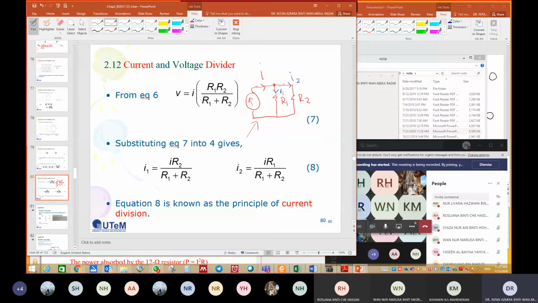And then how to find I2? I2 is equal to R1, the resistor connected in parallel with R2, divided by the summation of R1 and R2, multiplied by the current that is supplied to this parallel circuit.